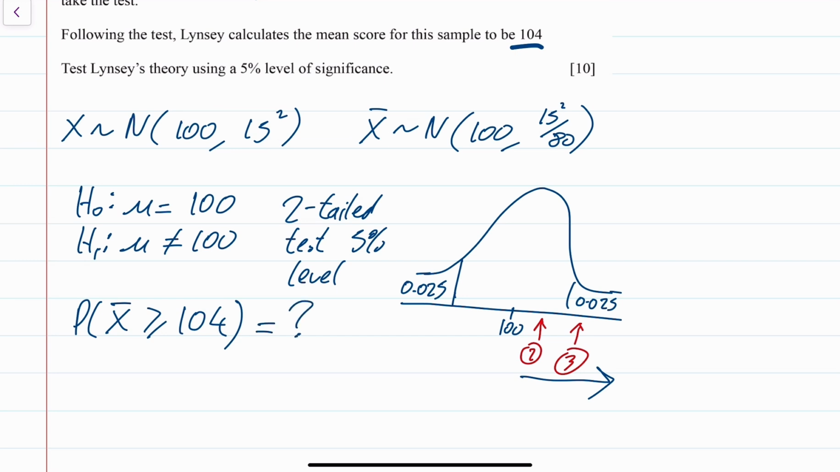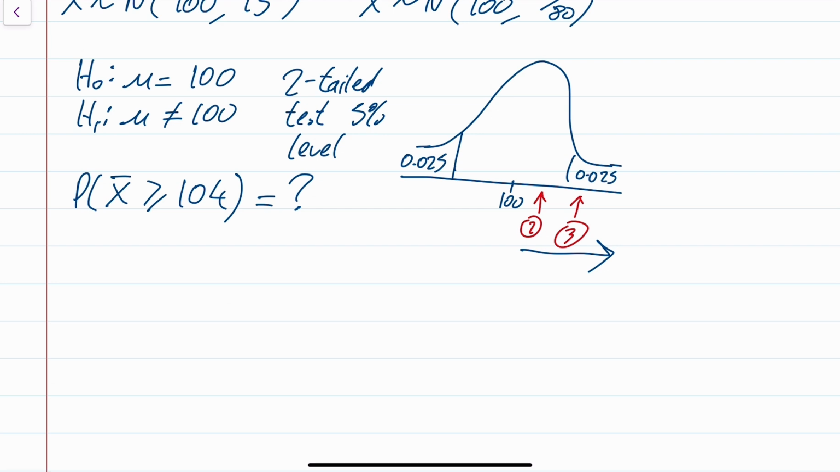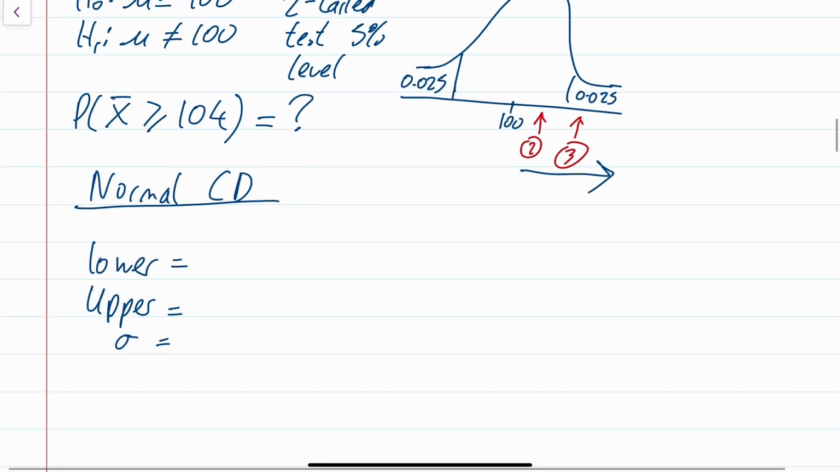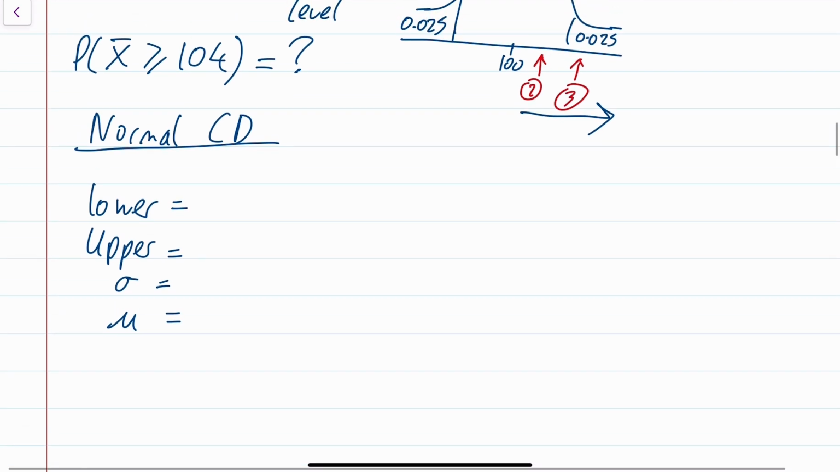Okay. So I'm going to do that with my normal CD on my lovely new Classwiz calculator. So I'm going to the normal CD function, and when I go there, I'm presented with a few wee things for me to fill in. So I've got lower, upper, then sigma, and then mu. And then I just fill this in.